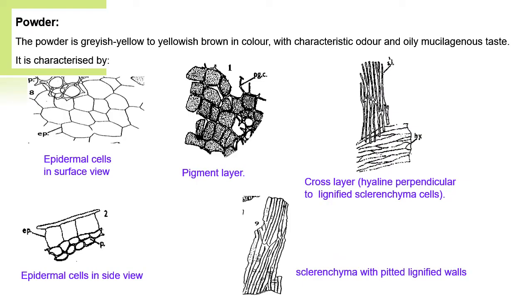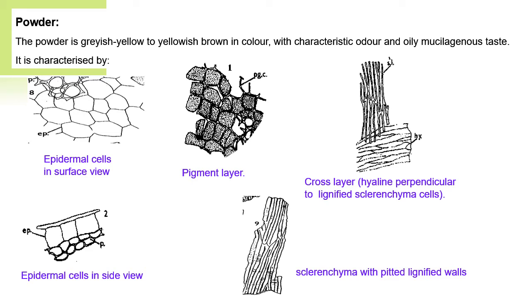Powder of linseed is grayish yellow to brownish in color, with characteristic odor and oily mucilaginous taste. Microscopically, the powder is characterized by fragments of the epidermal cells in surface view, polygonal cells, thin wall covered with smooth cuticle, and epidermal cells in side view, rectangular large cells covered with smooth cuticle and with the hypodermis below. Fragments of the pigment layer formed of polygonal cells filled with reddish brown content.